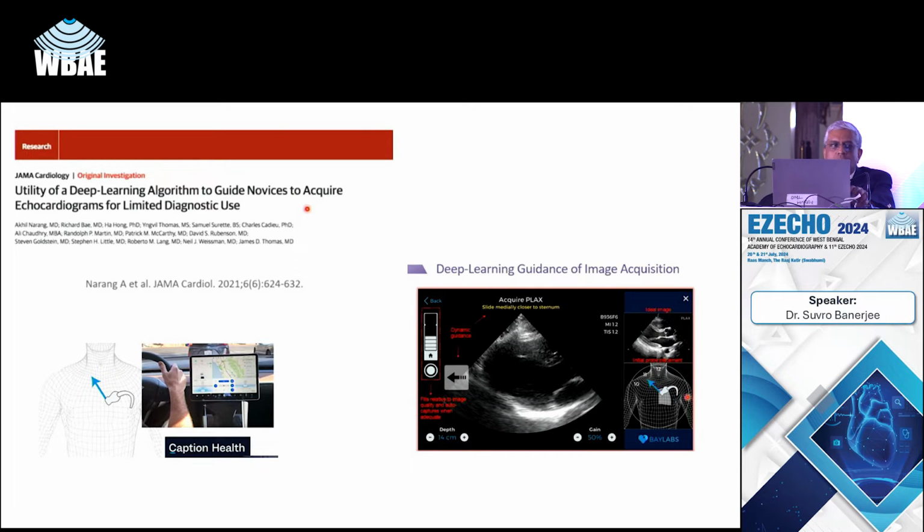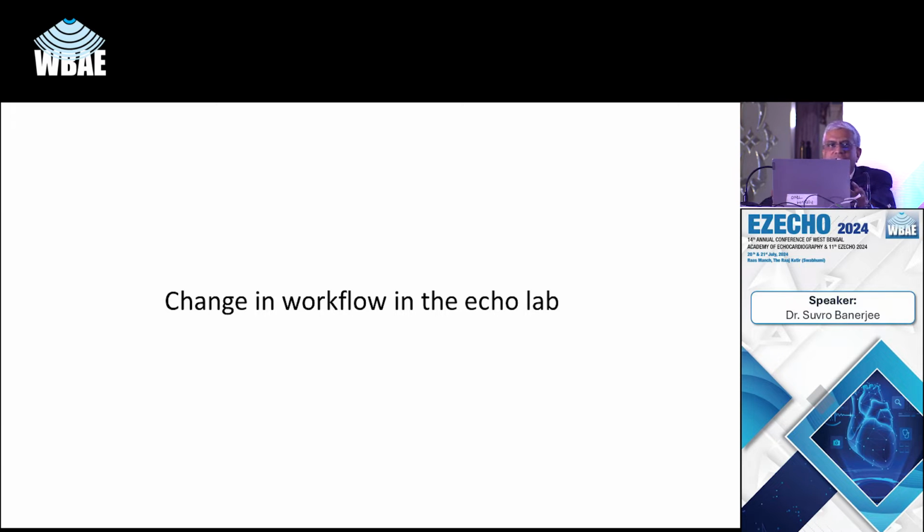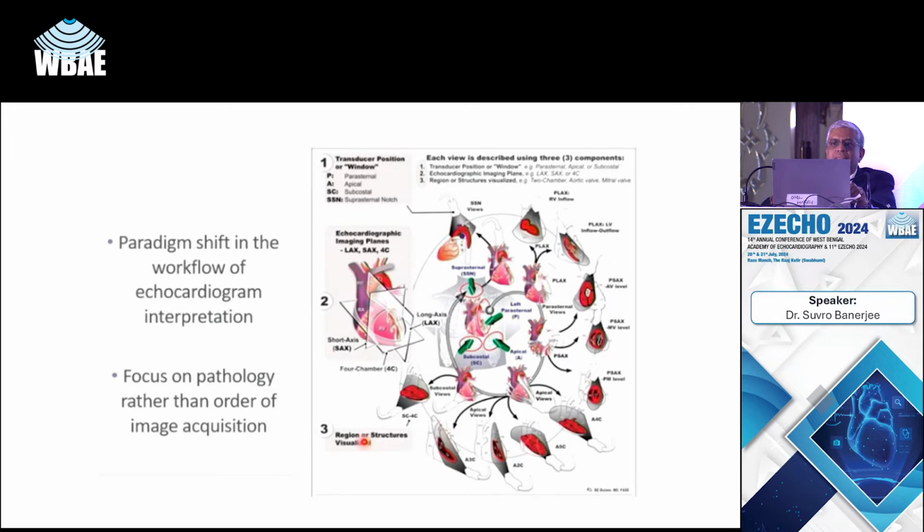Now, it also leads to a change in workflow. And how is it done? As you know, what we do now is the sonographer acquires the images, and then the interpreter, who is usually a cardiologist, would go through these non-consecutive images, that's 2D, Doppler, and then come to a conclusion or a diagnosis. With AI, you can actually group the relevant images together.